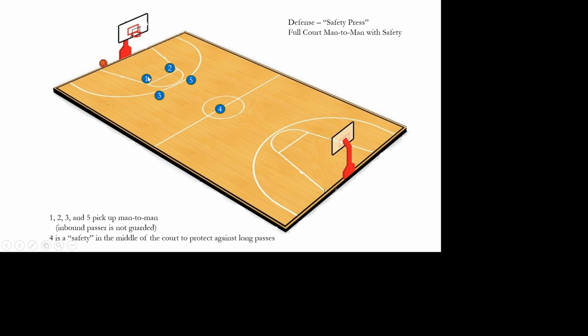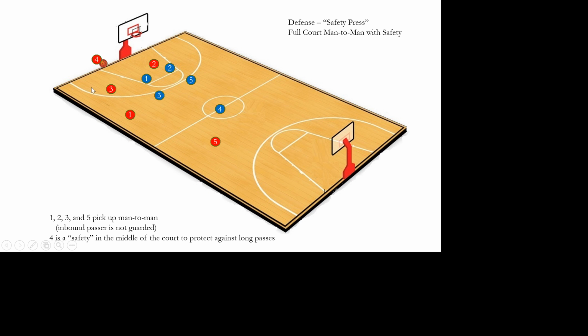Now, of course, we can just play full court man-to-man, in which case every player just picks up a man. But with the safety press, what we do is we play man-to-man. 1, 2, 3, and 5 are each going to pick up a man. We're going to leave whoever's taking the ball out unguarded. And 4 is going to fall back to midcourt and act like a safety in football. He's going to guard against long passes and really just make sure that nobody cuts back here and gets an easy bucket, while 1, 2, 3, and 5 really guard the players that are running around on the court to put pressure on them and try to steal the passes and steal the ball.